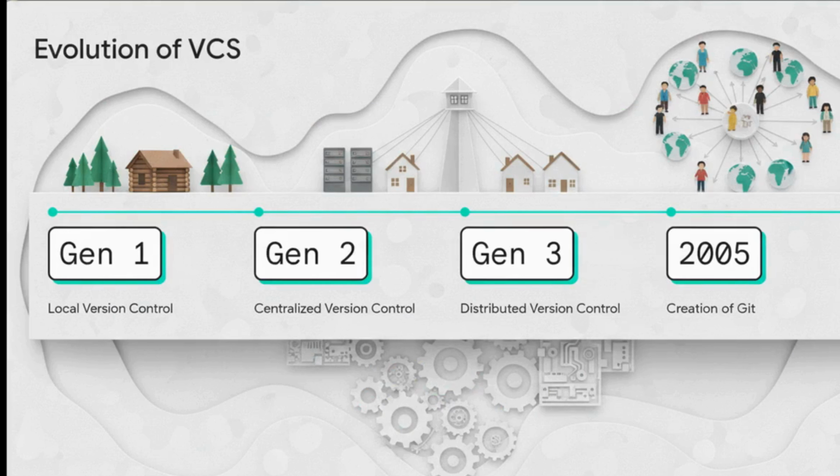Let's move on and see how this builds in Section 3, the evolution of systems. So it didn't happen overnight. We started with Generation 1, which was local version control. Then we moved up to Generation 2, centralized version control. And finally, Generation 3, distributed version control, which culminated in the creation of Git in the year 2005. This evolution wasn't an accident.